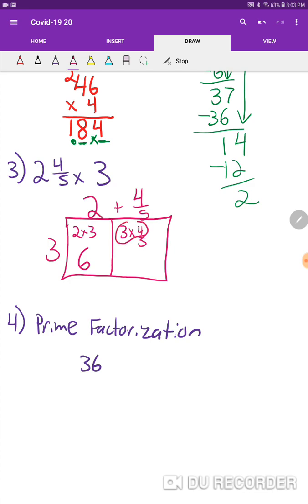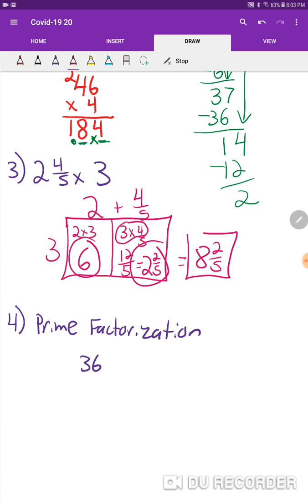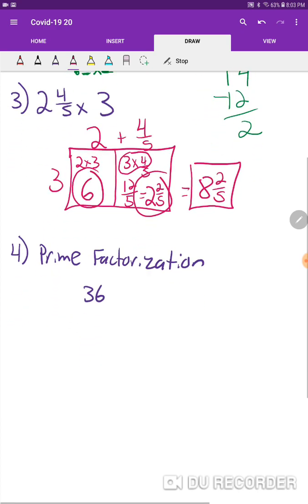3 times 4 is 12/5. But we're not going to leave 12/5 as 12/5 because it's a fraction greater than 1. So what is 12 divided by 5? 2. Remainder 2/5. Add this plus this. What do you get? You get 8 and 2/5. There's your answer.